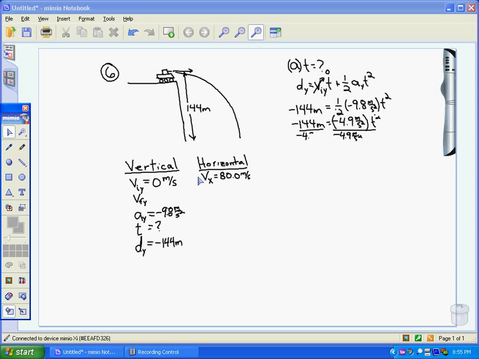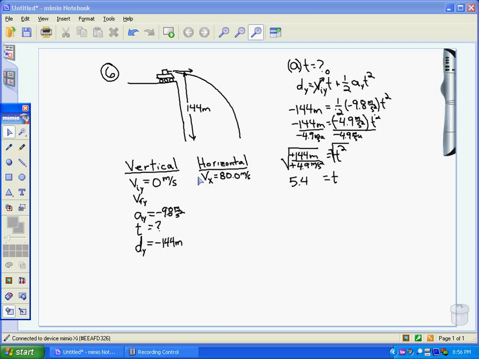And you get that t squared is equal to negative 144 meters over negative 4.9 meters per second squared. The negative signs cancel. Take the square root of both sides. And you'll find that the time that it's in the air is going to be 5.42 seconds.